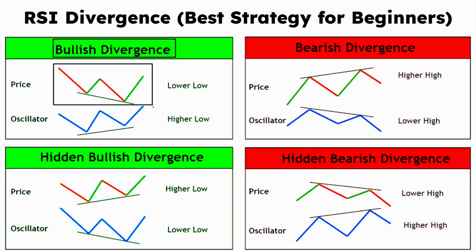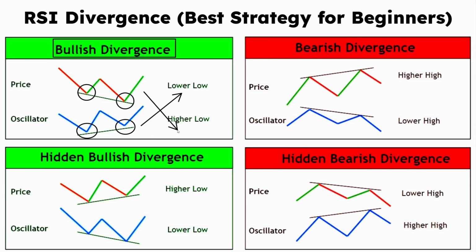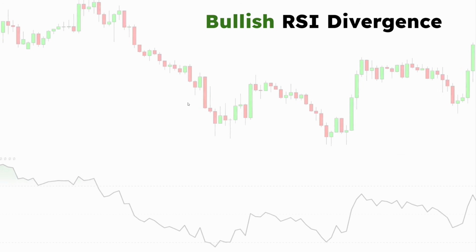First of all, the upper line here represents the price, and the lower line represents the RSI indicator. You can see it says oscillator right here, but in our case, this is the RSI. In order to spot a bullish divergence, we want the price to print lower lows, while at the same time, we want the RSI to print higher lows. This is basically the meaning of divergence. Divergence simply means that something is going in opposite directions. So let's right away take a look at an example of a bullish RSI divergence.